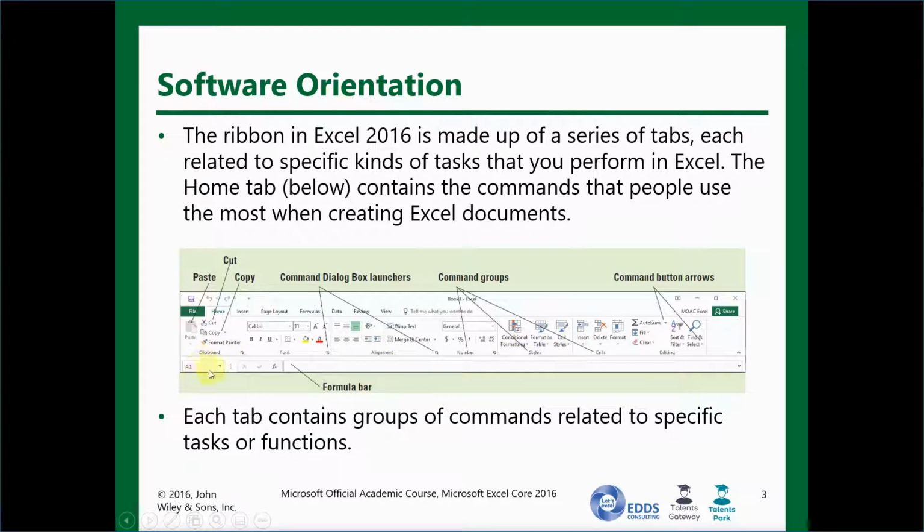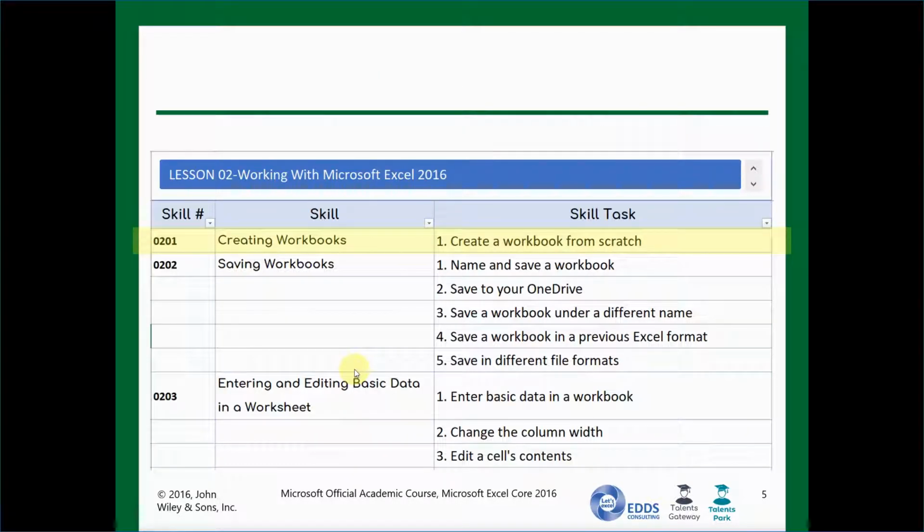Below the ribbon you have the Name Box, which shows the address of the position of the active cell. This is the formula bar, where any text or number or formula entered in a cell is displayed. Now this table shows that every skill has some skill tasks.